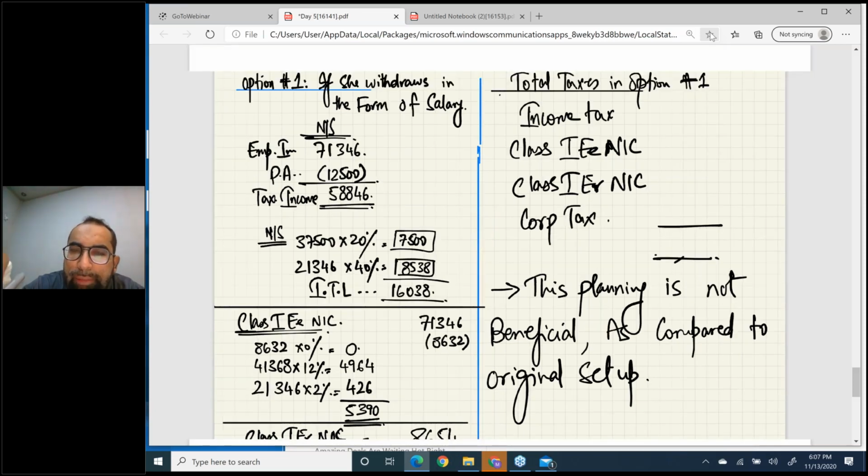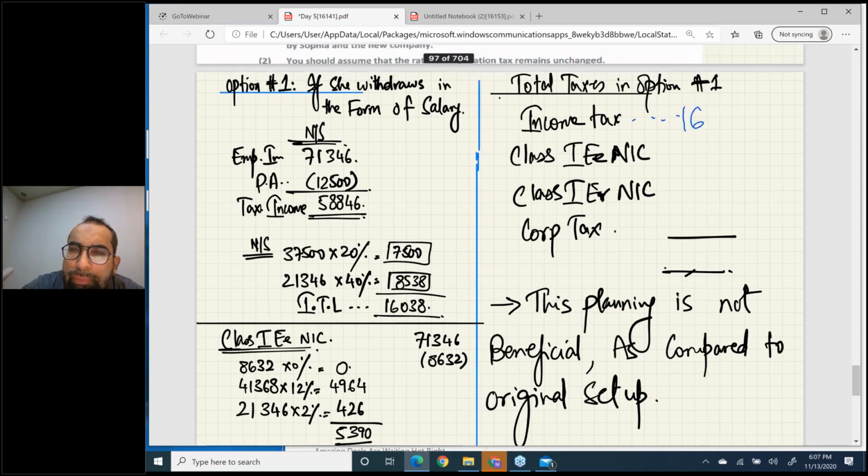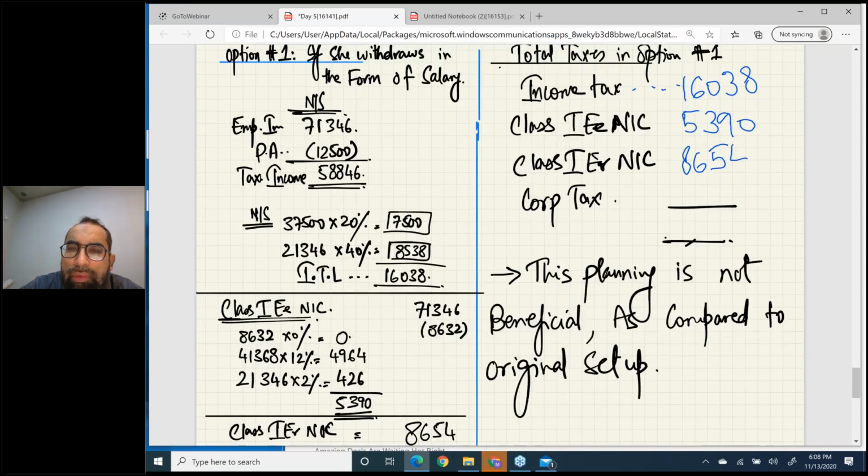Now let's sum up the numbers. Income tax is how much? Income tax is 16038, and class 1 employee NIC is 5390, and class 1 employer NIC is 8654, and corporation tax is nil. In this case, corporation tax is nil. Can you calculate the total cost? Let me do it. 16038 plus 5390 plus 8654, 30082.